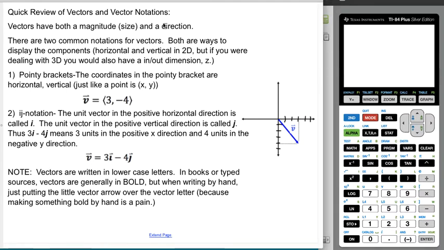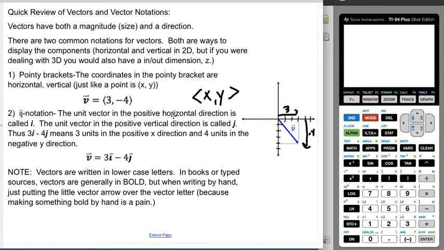There's no direction. So there are two common notations for vectors. Both are ways to display the components, horizontal and vertical, if we're in 2 dimensions. But if you were in 3D, like real-world applications in 3 dimensions, there would also be an in and out dimension for z, right? So pointy brackets look like this, and they have the x direction and then the y direction, the x direction meaning horizontal and the y direction meaning vertical. As you see here, vector v could be written as <3, -4> because it is 3 units to the right and then down 4 units, right? So that's vector v. Horizontal component is +3, vertical component is -4.